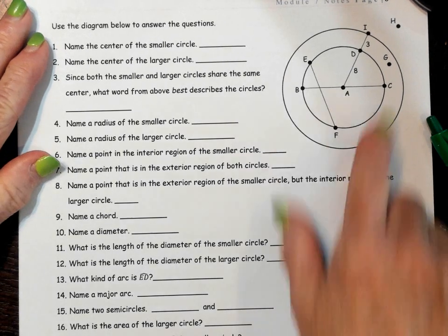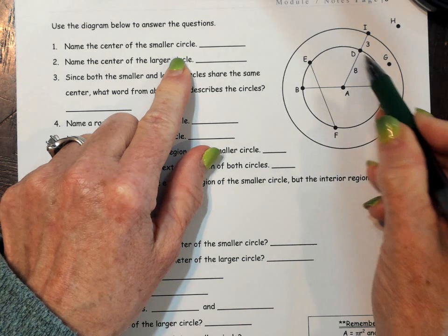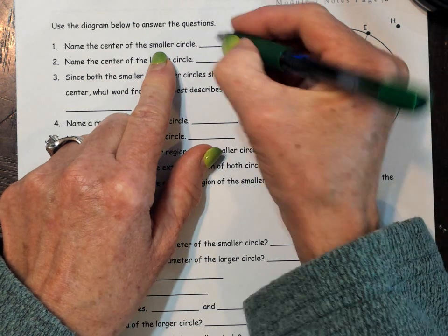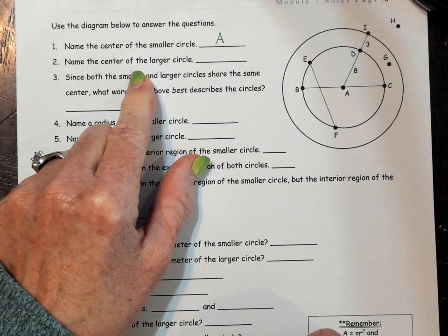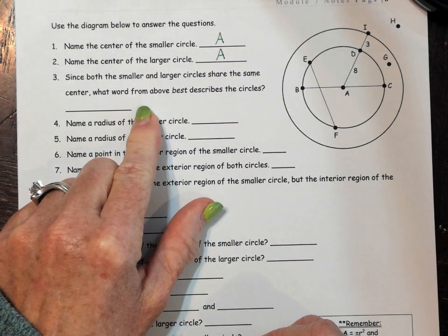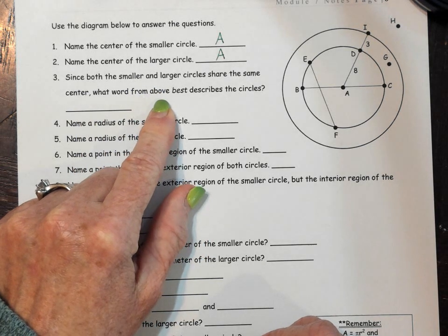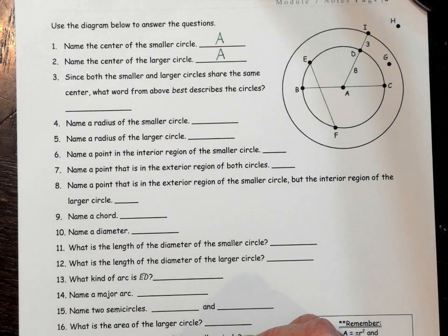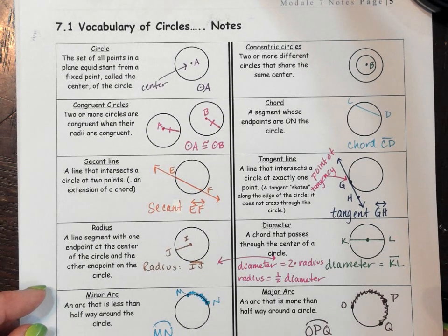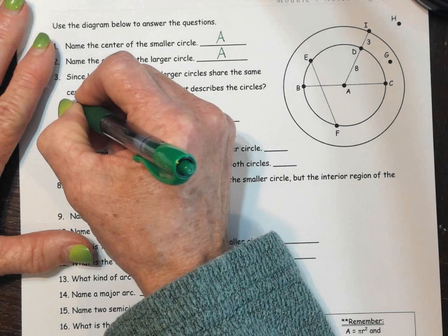We have this diagram here. Name the center of the smaller circle. All right, we've got this big circle, or I'm sorry, little circle here, big circle out here. Center, smack dab in the middle of that smaller circle, is A. Center of the larger circle, also A. All right, now, since both the smaller and larger circles share the same center, what word from above, previous page, best describes the circles? So go back over here. Where do you see something that talks about one circle inside of the other one with the same center? Yes, those are concentric circles.